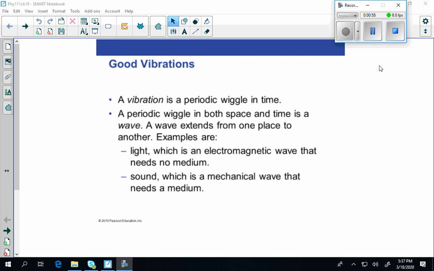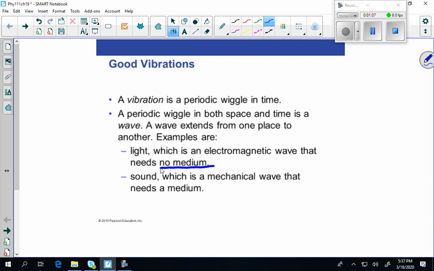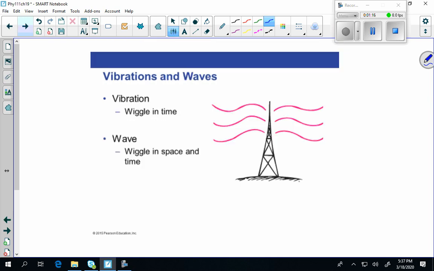Some examples that you are familiar with are light. Light is an electromagnetic wave that needs no medium. We'll talk about what that means a little bit today as we go on. Sound is a mechanical wave. It does need a medium. All right. So a wave is like an extended vibration. It's moving along through space.